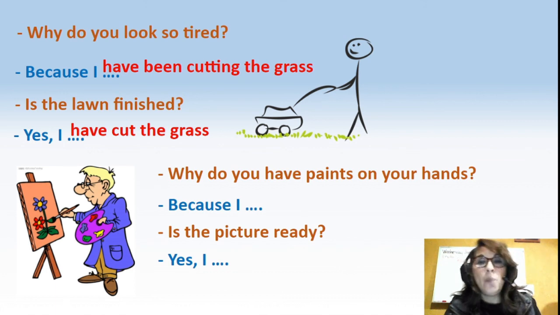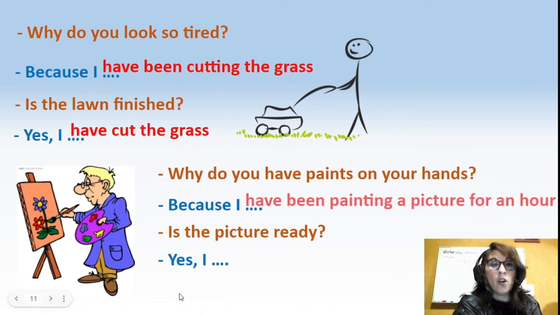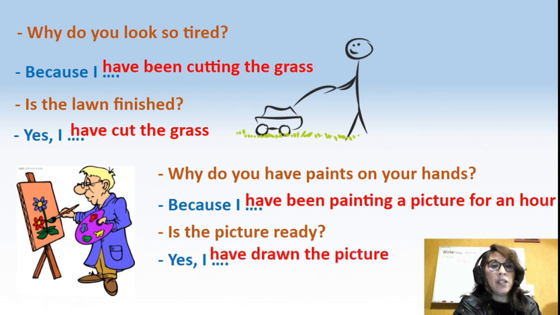Why do you have paint on your hands? Because I have been painting a picture for an hour. Is the picture ready? Yes, I have drawn the picture. Check the difference between the present perfect continuous and the present perfect simple.